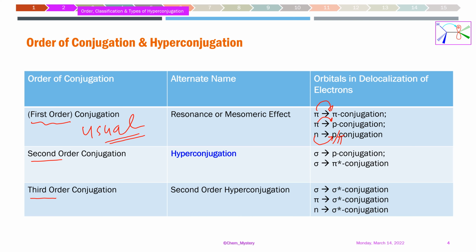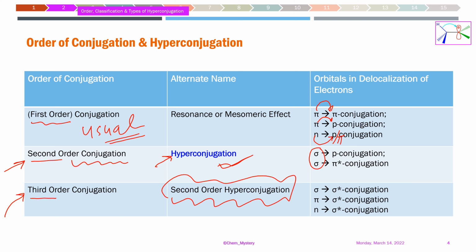In second order conjugation, the conjugation is going to be even weaker, and importantly, the electrons which are being delocalized are going to be the sigma electrons. This kind of thing is what we have called hyperconjugation. Please note, when we have got second order conjugation, that is considered as hyperconjugation. So when it comes to third order conjugation, that is what we are calling the second order hyperconjugation.